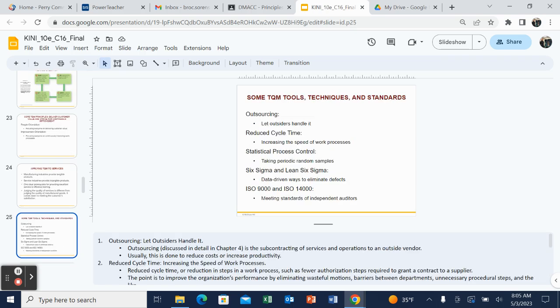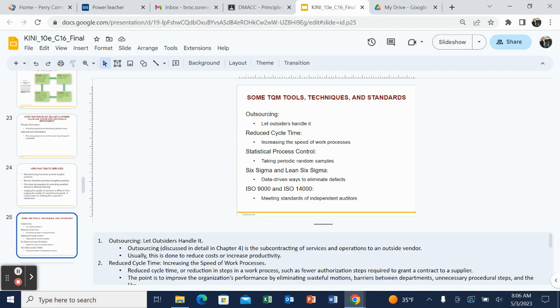Some TQM tools, techniques, and standards. So outsourcing, let outsiders handle it. So outsourcing, we've talked about, essentially hiring somebody else to do a service or an operation as an outside vendor. Usually this is done to reduce cost or increase productivity. So again, one popular source of outsourcing is having another country produce a product where the labor might be cheaper, right? Think about like Apple and the iPhone, where they've outsourced the production of the iPhone to China, where it's a little bit cheaper to do that.